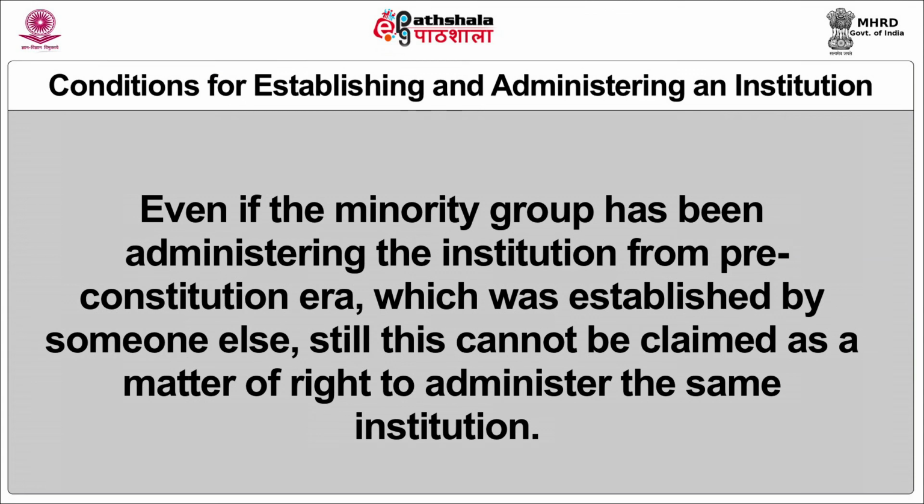This debate was further diluted by the Supreme Court in the case of S. Aziz Basha versus Union of India, where it was observed that the ambit and the scope of Article 30 is very wide and can also include a university. Even if the minority group has been administering the institution from the pre-constitution era, which was established by someone else, still this cannot be claimed as a matter of right to administer the same institution.